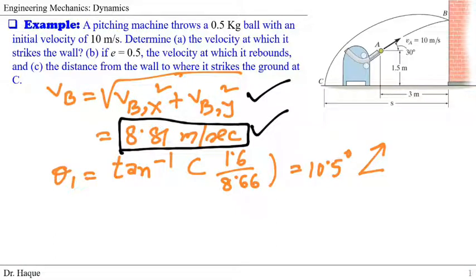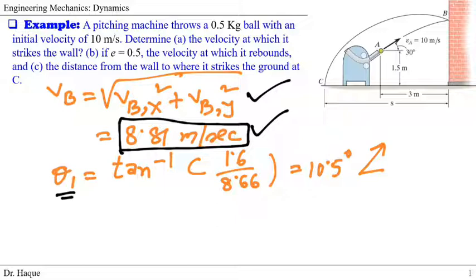Are we missing something? Yes, we also have to find the angle it is making from the horizontal, because if I just say VB is 8.81, it could be in any direction. It could be any direction, right? So you have to say in which direction it is 8.8. So that's finding the angle.